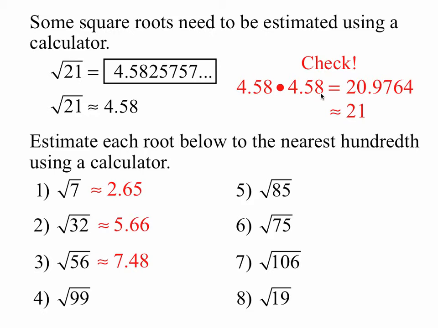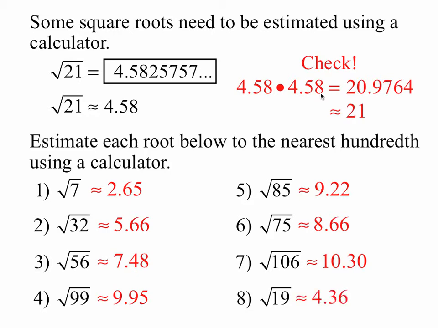Number 4 is very close to the square root of 100, which is 10. So I'm going to say 9 and 9/10. Number 5, it's between 100 and 81. It's closer to 81, so I'm going to say about 9.2, 9.3. Pretty close. 75 is between 81 and 64. It's closer to the 81. So I'm going to say about 8.6. Number 7 is about 10 and 3/10. And number 8 is about 4 and 36/100ths.